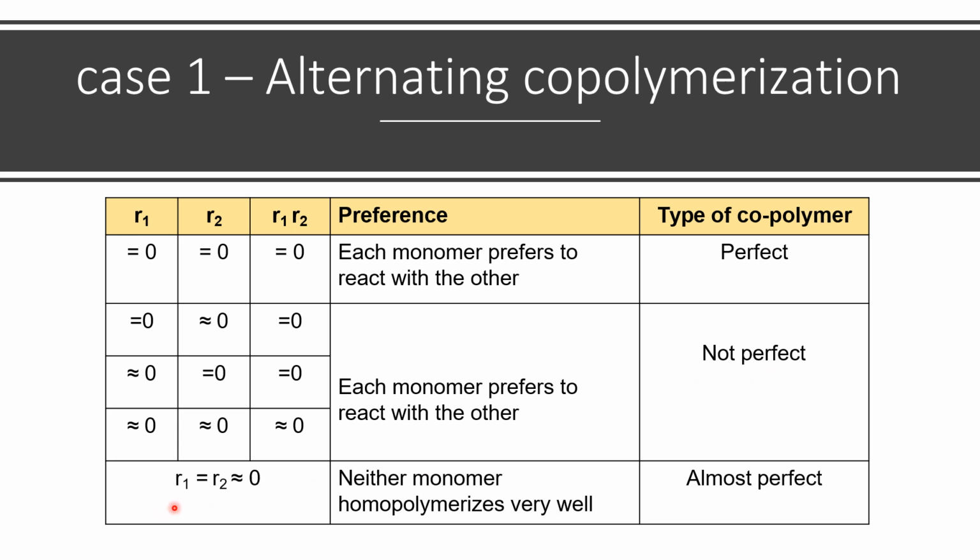And in the case where R1 and R2 are both almost 0 with the same value, for example, in the first case just now it is 0.03 and 0.02. It is not the same but almost 0. But in the last case both R1 and R2 have the same value, for example R1 is 0.02 and R2 is also 0.02, then the product will be almost 0. Then the preference is that neither monomer homopolymerizes very well. So it is almost perfect alternating copolymerization. Still alternating, but not really perfect as much as the first one.